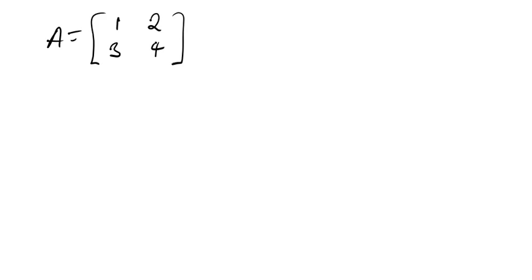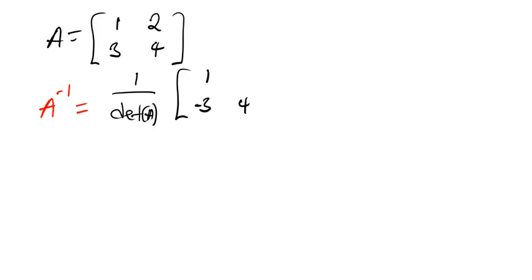The first thing is you write A raised to the power negative 1 is equal to 1 divided by the determinant of matrix A, then everything times, now the major diagonal you multiply by negative 1. The other diagonal in this case is 1, 4. Then the other entries you multiply by negative 1. So this will be negative 3, then negative 2. That's what we do.